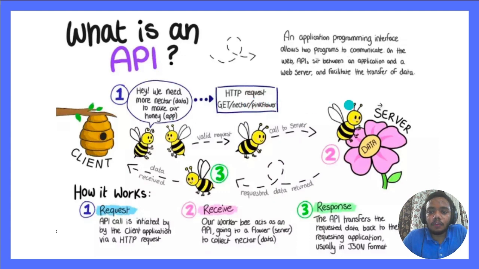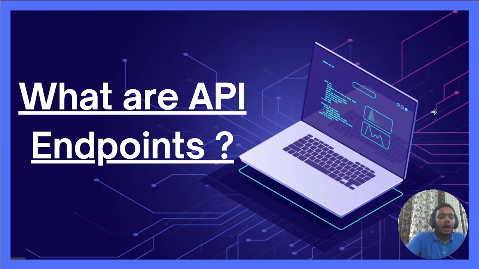Now, as I have told you, there is an HTTP request used while we request the API. So, what are these endpoints? Endpoints are a form of URL, or in layman's language, a type of link that we post a request on, and if the request is valid, we get the data.